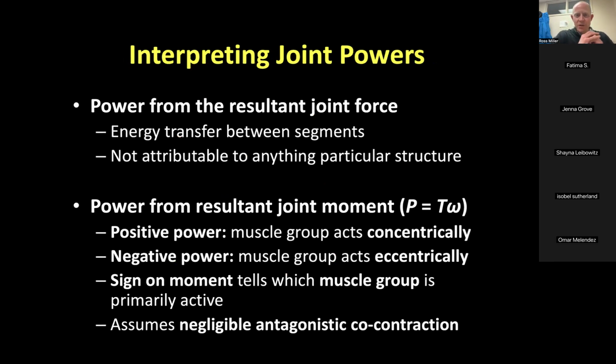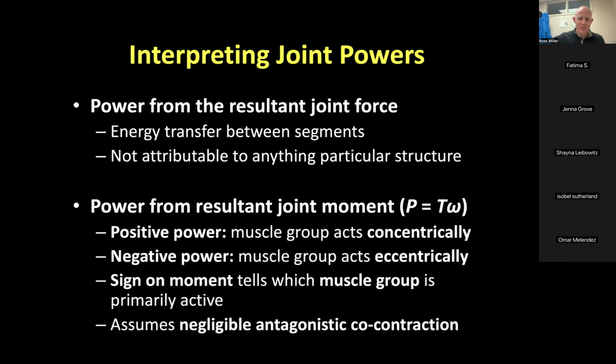So that all flows down to the basis of the stuff that we talked about earlier, explaining the facts. This is why the power from that resultant joint force really doesn't get me anywhere in terms of saying something about the power due to muscles or cartilage or ligaments. It's a useful quantity for examining energy flow and certain definitions of the efficiency of movement at a limb level or a joint level. But at the tissue level, you can't really say anything interesting about it.